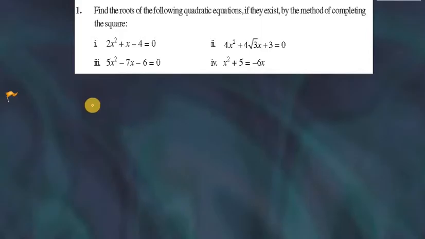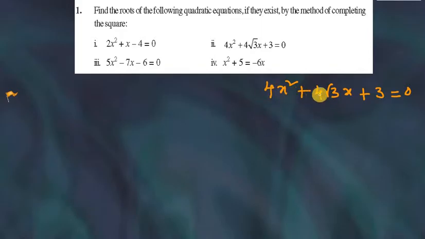Moving to the second sum. Same procedure. I can start here. 4x square plus 4 root 3x plus 3 is equal to 0. So we have to divide with the x square coefficient. If it is 1, okay. If it is not 1, you have to divide entirely with the x square coefficient.